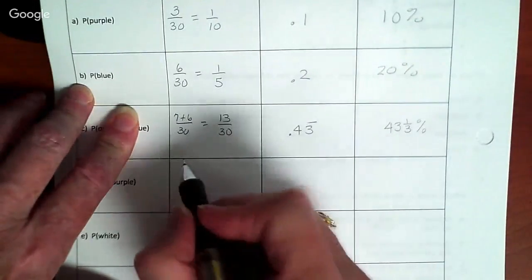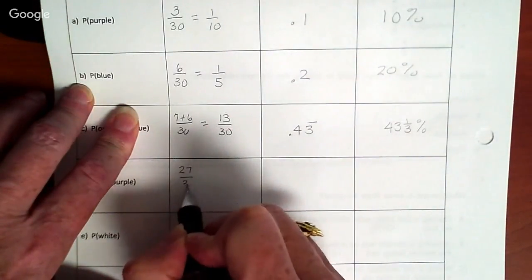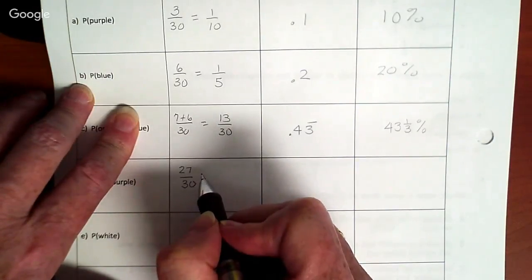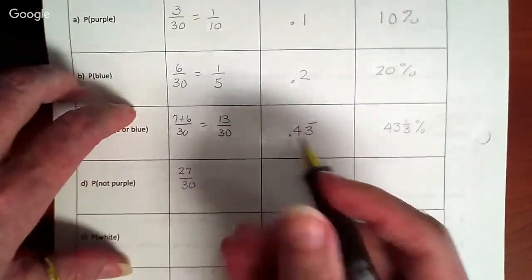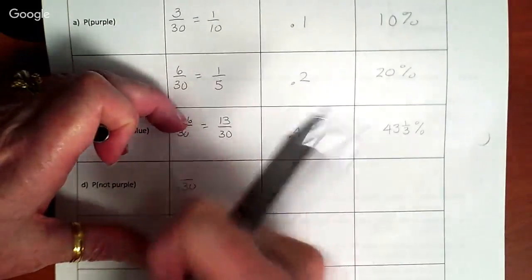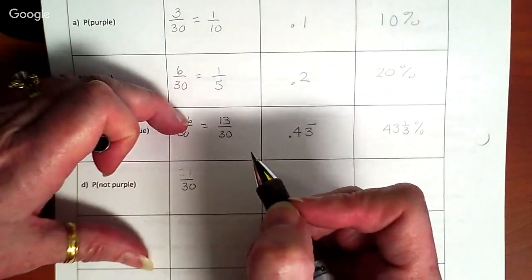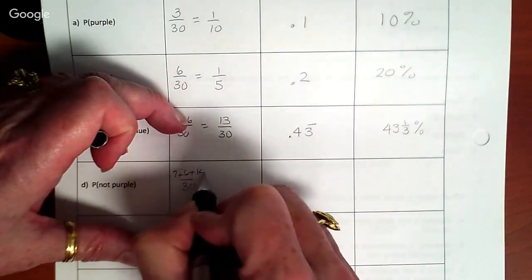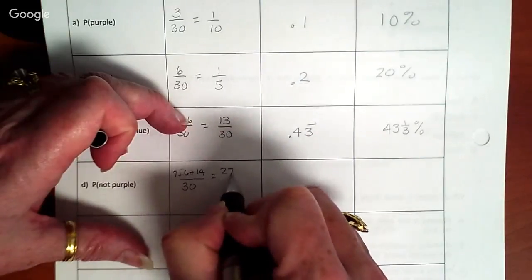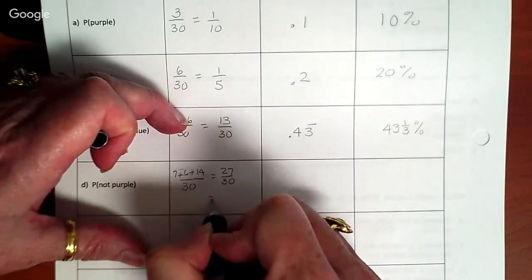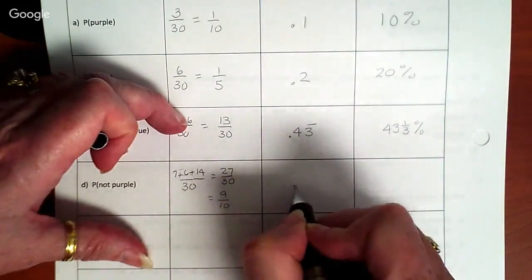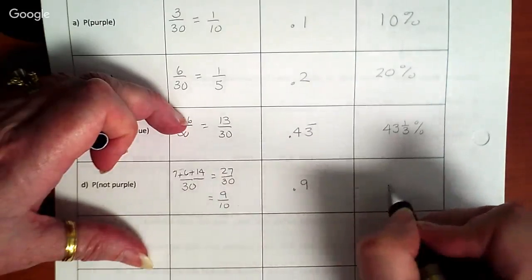For not purple would be 27 out of 30. Remember to add them. So let me change this. For not purple would be 7 plus 6 plus 14, which is 27 over 30, or 9 out of 10, which is 0.9, or 90%.